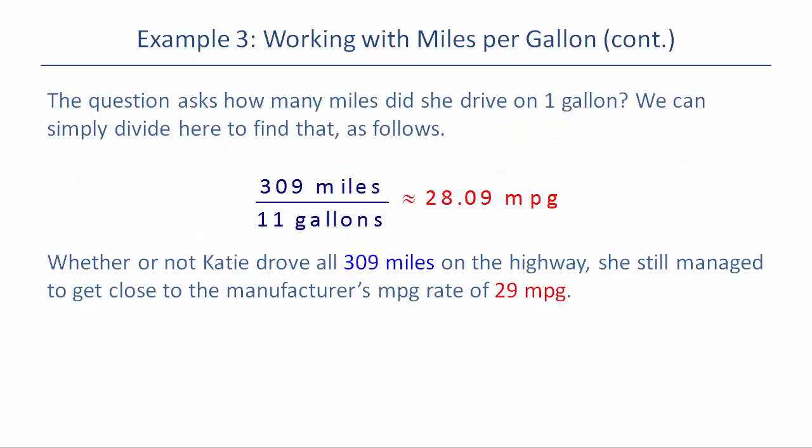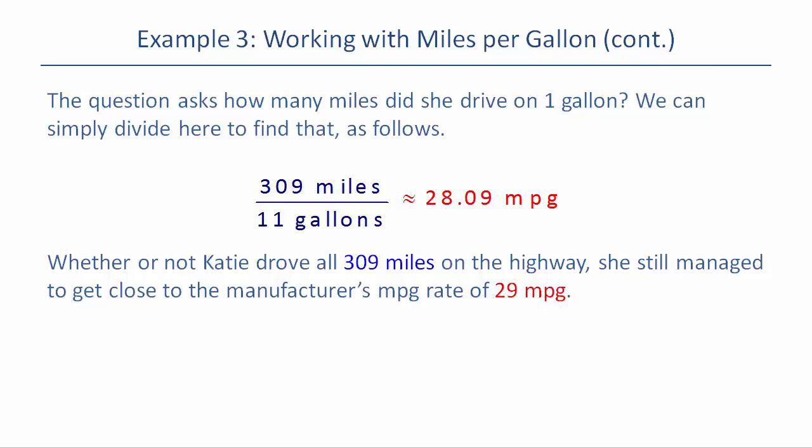Now this one was obvious because it told us per gallon, and we figured out how many miles she gets per 1 gallon of gas. But what if it wasn't and you thought you could go in either direction? Well, if you wanted to do gallons per mile, you'd basically be asking the question, how many gallons of gas does it take to drive 1 mile? And that's going to come out to be a fraction because all you're going to do is flip this. You're going to get 11 divided by 309, right? And that's going to be a number much smaller than 1.